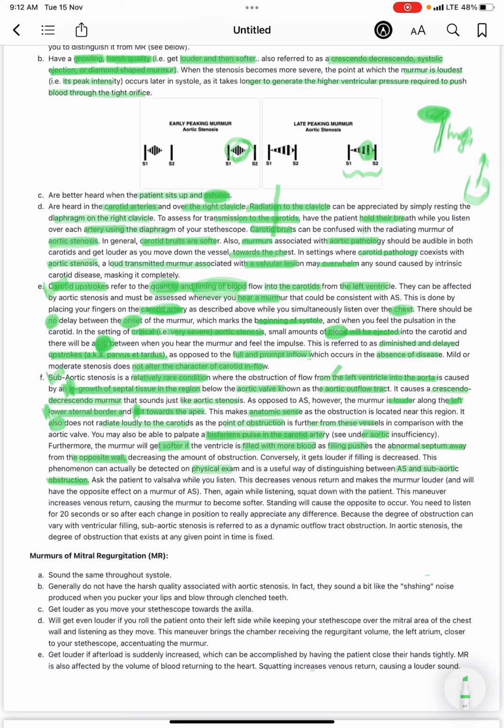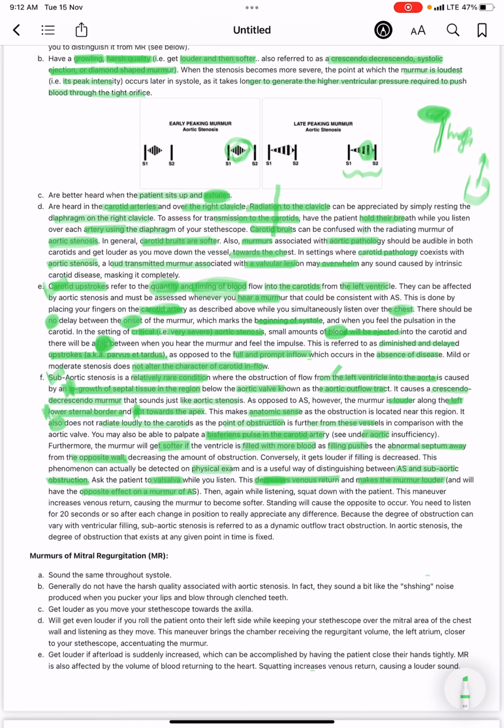Ask the patient to Valsalva while you listen. Valsalva decreases venous return and makes the murmur louder, and it will have the opposite effect on a murmur of aortic stenosis.